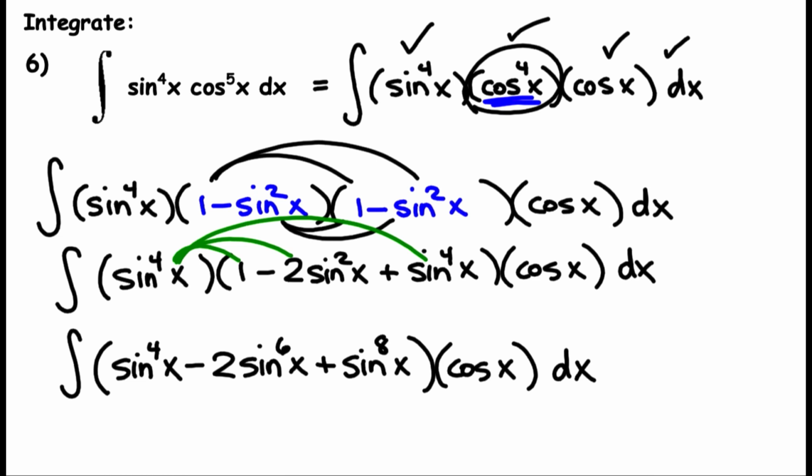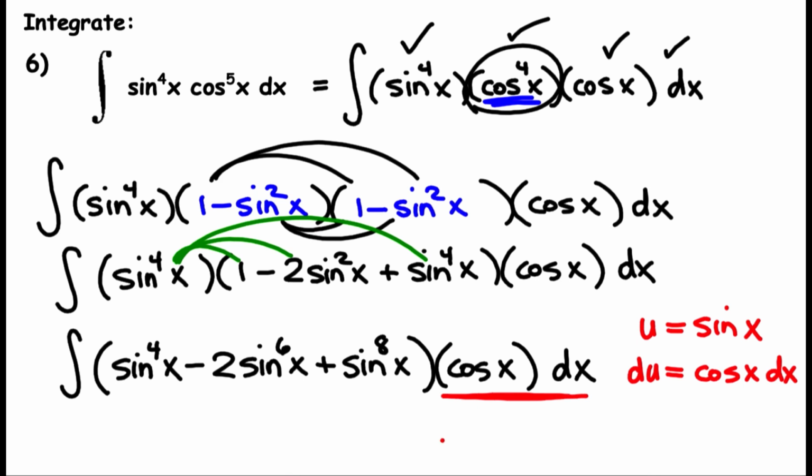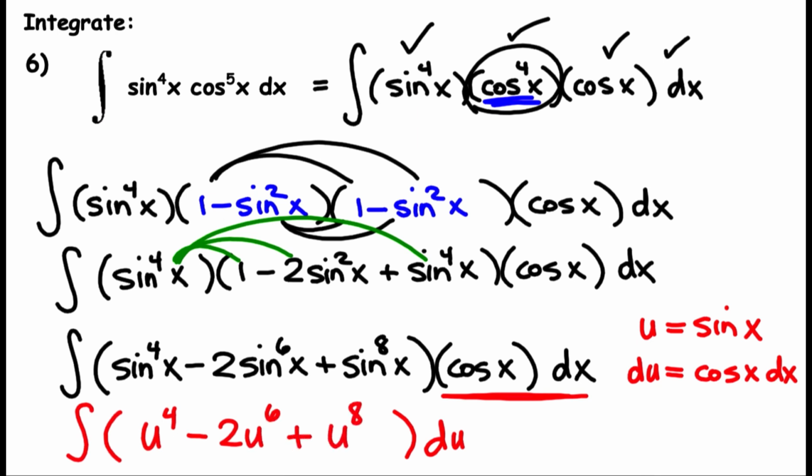U will be sine of x, which makes du cosine of x dx, which we just happen to have one right here. So that's going to be a du. And then the rest of it, we'll just convert to u's. U to the 4th minus 2u to the 6th plus u to the 8th. All right, I have not actually done the integration yet. That's going to happen right now. I think I can still fit it on the page.